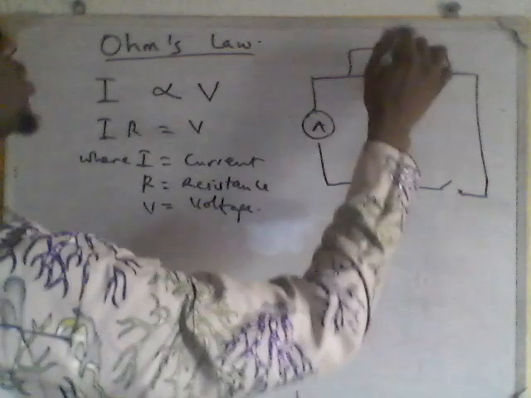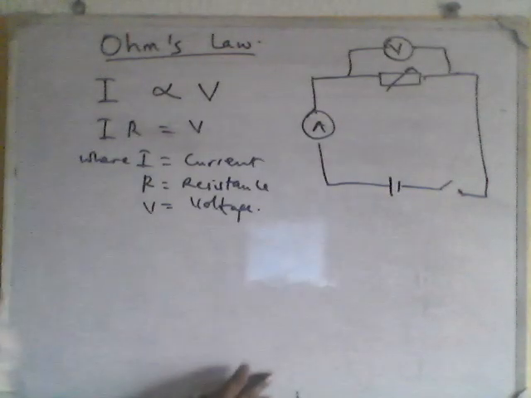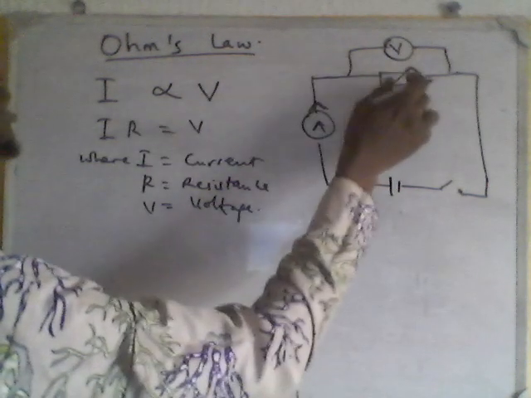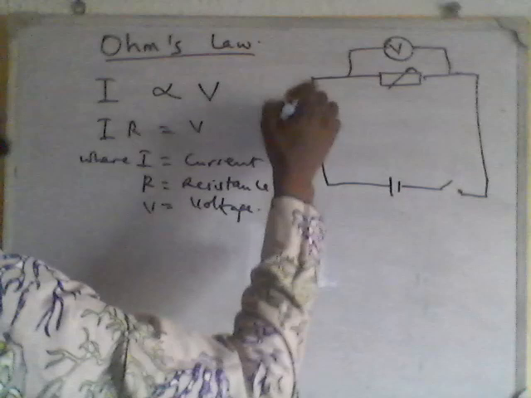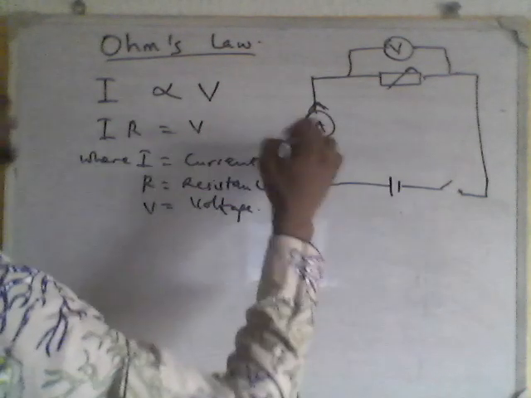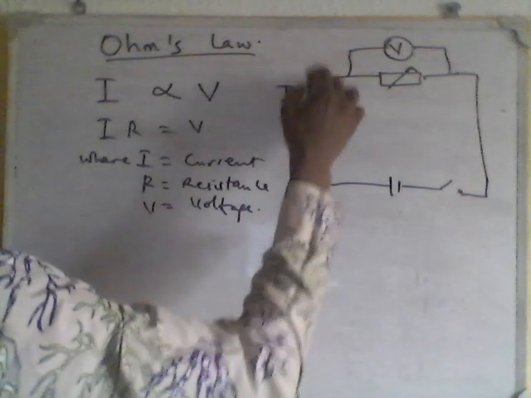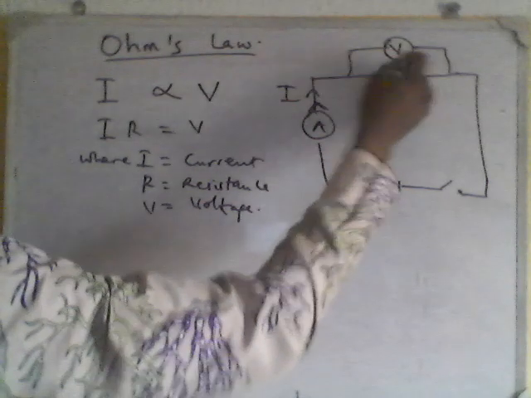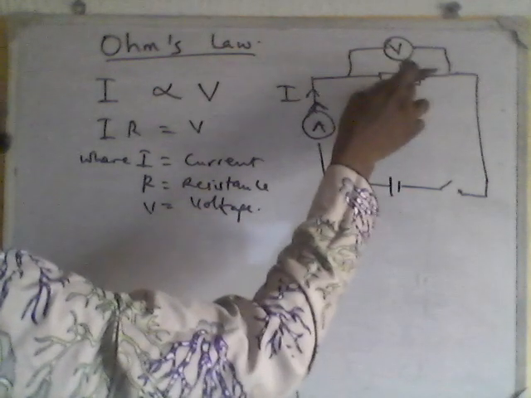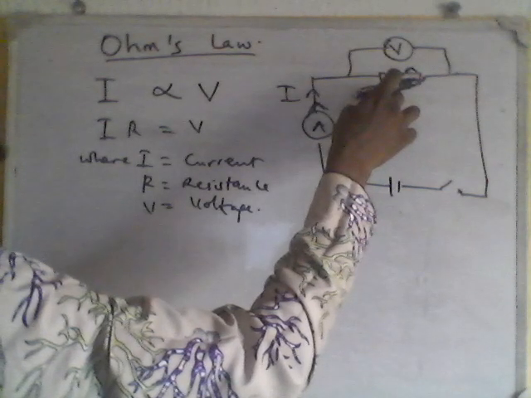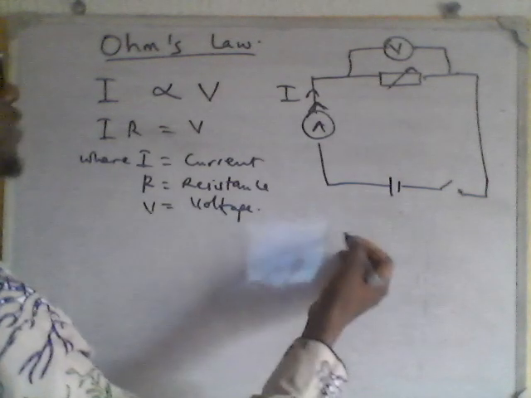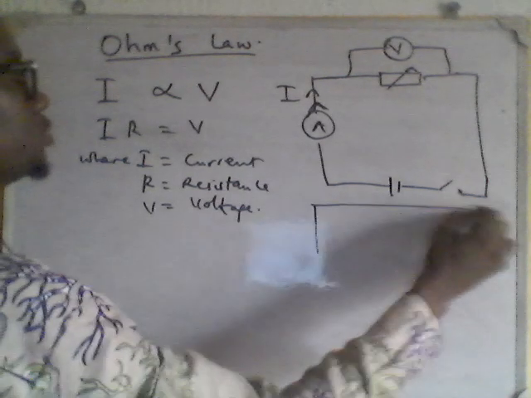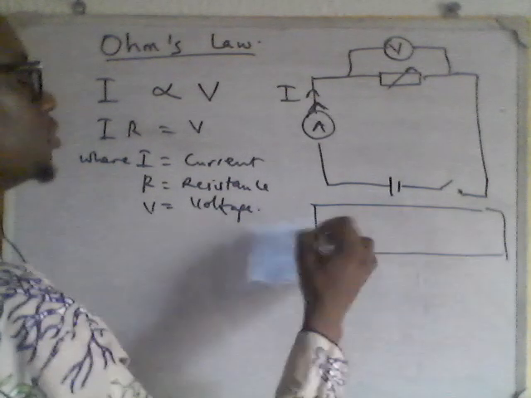Now this is what we can use to determine the resistance of this material here. So if this switch is closed and current is flowing, I is flowing here, and then it comes here, the voltage is measured at this point. If you vary the resistance across this material, you get different readings. So let's just do a table because it's an experiment.